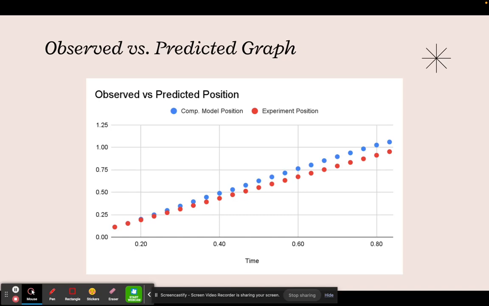Let's look at our observed versus predicted position comparisons. Here in this graph, the red dots represent the Tracker model graph, and the blue dots represent the computational model. As time goes on, the actual experimental position diverges from the theoretical position calculated by our computational model, which means that there is some external force that slows down the pickleball over time in our experiment. The computational model, on the other hand, will enforce constant velocity at all times.